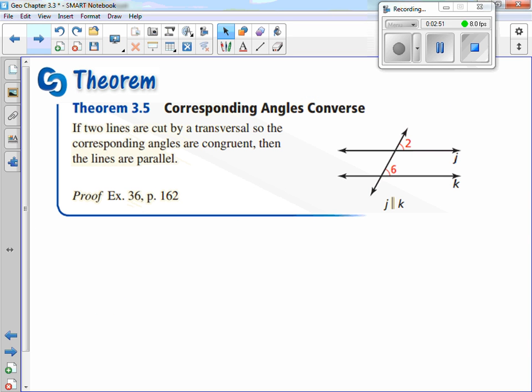Well, what we're looking at today, our first one, if 2 lines are cut by a transversal so that the corresponding angles are congruent, then the lines are parallel. We're going the other way around. So what we're doing today is using the properties that we used yesterday, our corresponding angles. So if 2 lines are cut by a transversal, and the corresponding angles are congruent, then the lines are parallel. So we're going backwards, because yesterday we said if 2 lines are parallel, then the corresponding angles are congruent. Now we're saying that if the corresponding angles of 2 lines cut by a transversal are congruent, then the lines have to be parallel.